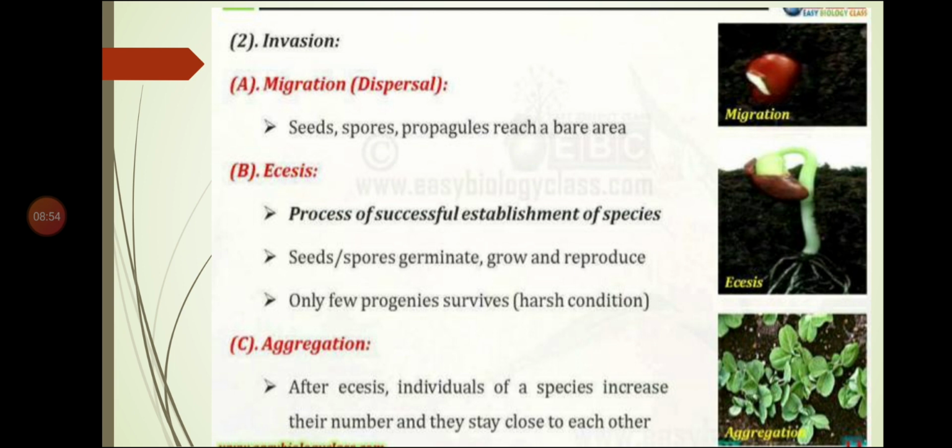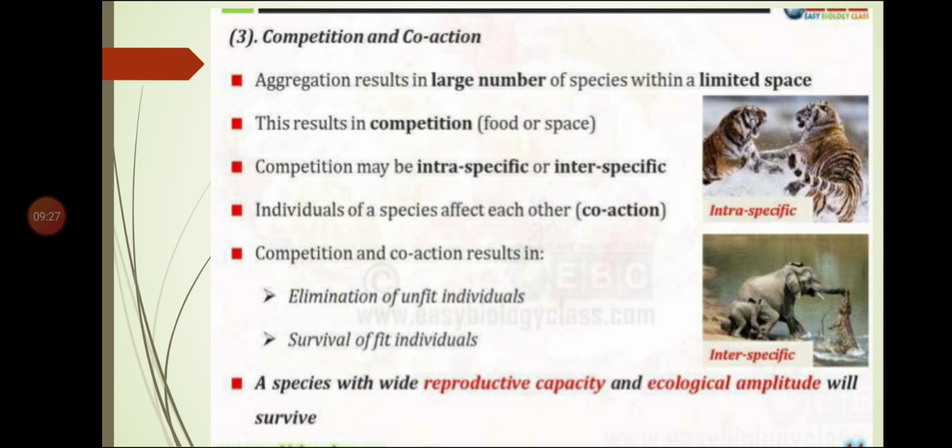And the last one is aggregation. That is, after ecesis, individuals of a species increase their number and they stay close to each other. You can see here the diagram. Individuals of a species are increasing in number and they stay very close to each other. Such type of arrangement is known as aggregation.